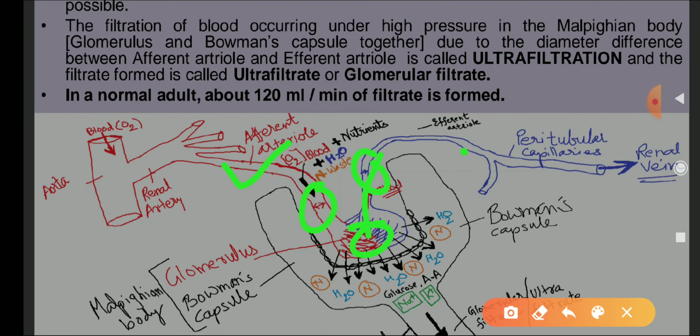When these pass, RBC, WBC, platelets and other substances which are heavy in molecular weight, or you can say bigger substances, are retained, and some of the substances are going to fall down just like through a strainer. What are the substances? N represents nitrogenous waste, water, glucose, amino acids, sodium ions, potassium ions, all these are going to fall inside the Bowman capsule.